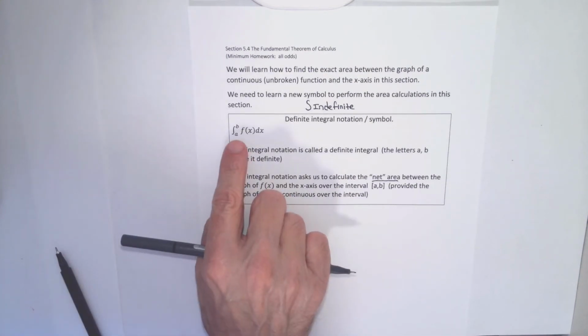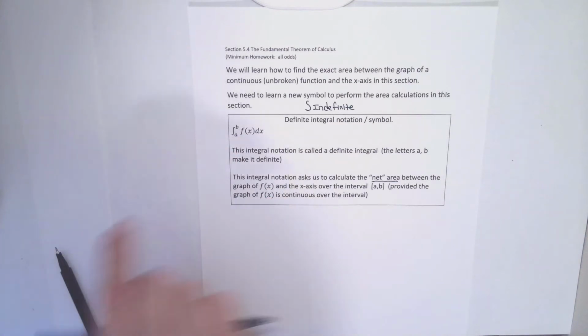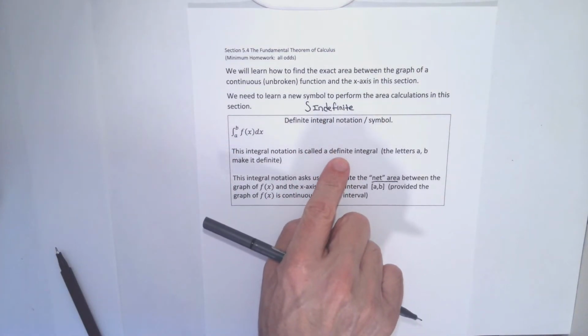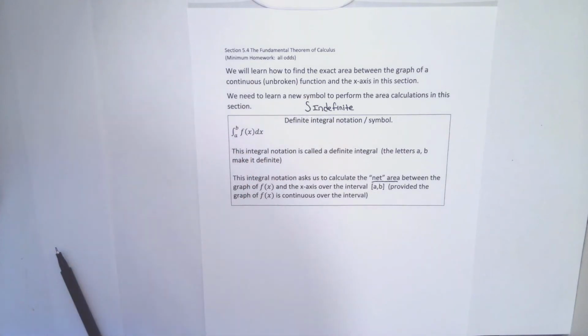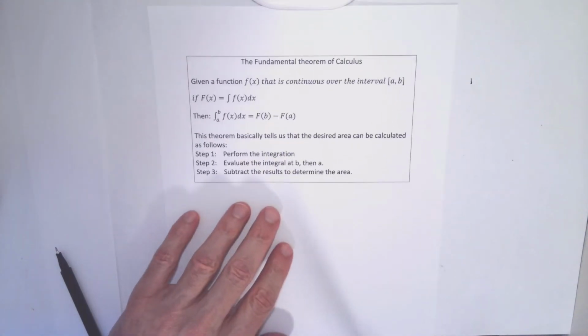When you put numbers, and those a and b are going to be numbers, the indefinite integral turns into a definite integral. And with definite integrals, we can calculate, I'll say, net areas between a graph and the x-axis. It has to do with areas beneath the x-axis having negative areas. So very specifically, this is a big deal.